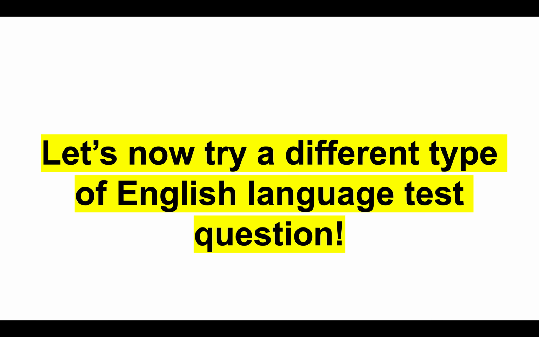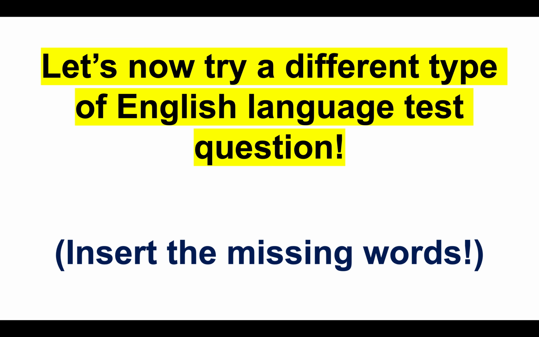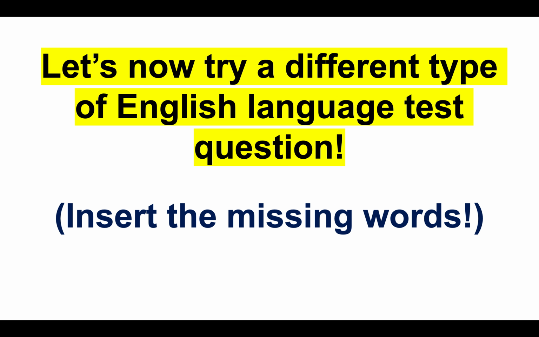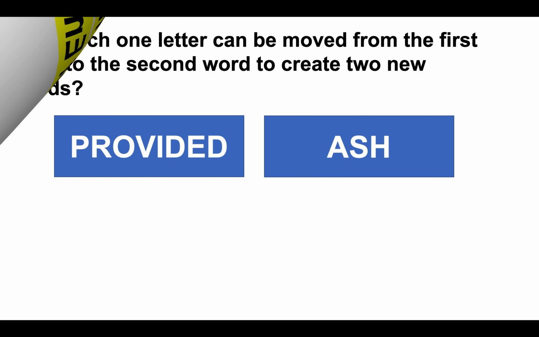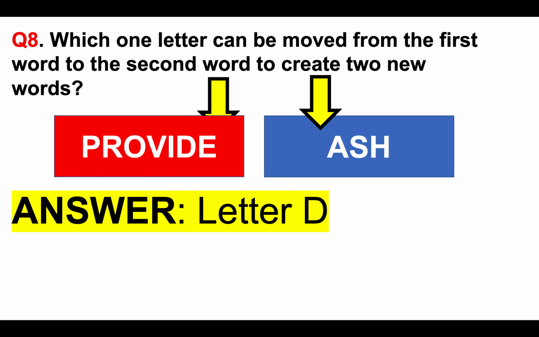Brilliant. Well done. Okay, so let's now try a different type of English language test question. And this one's called Insert the Missing Words. So question 8. Which one letter can be moved from the first word to the second word to create 2 new words? And the answer is letter D. So if we move the letter D from provided to ash, then we get the words provide and dash.